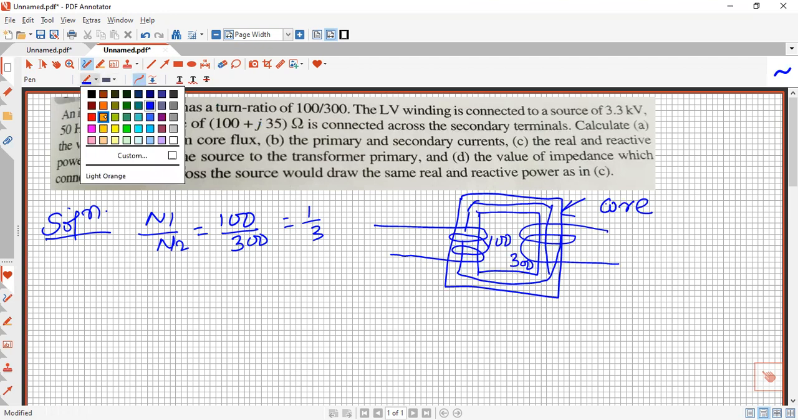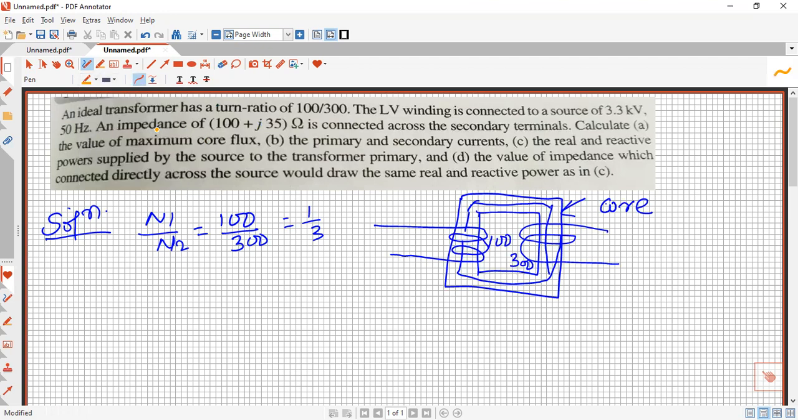Now, the 100 turn side is the low voltage winding. Here it is 3.3 kilovolt, 50 hertz. An impedance is connected on the load side, which is equal to 100 plus j35. So this impedance is connected across the secondary terminal.